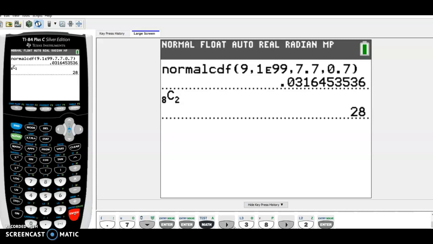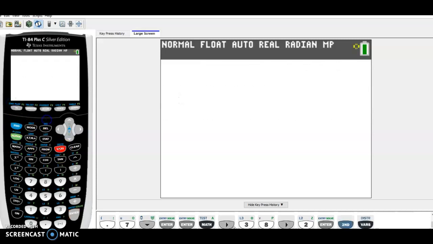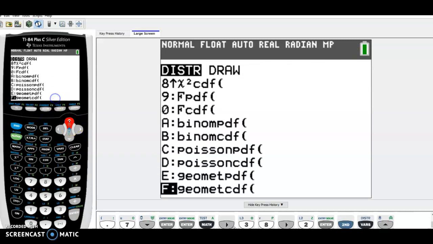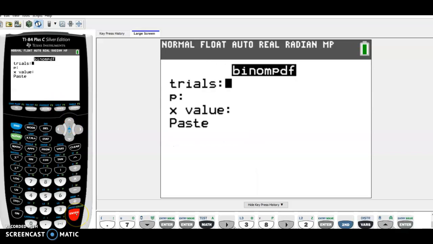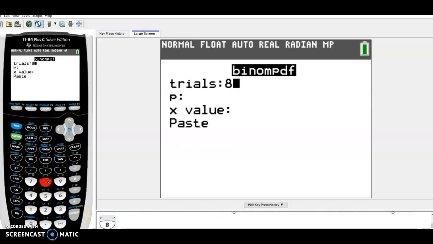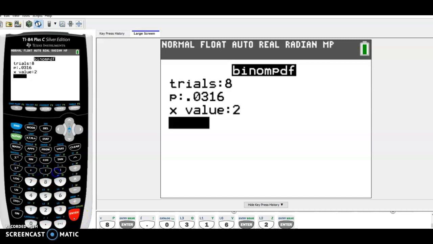So that's all multiplication. Or we could go to second distribution, and all the way towards the bottom we have binomial PDF and CDF. So P is for a particular point, which is what we're trying to find here. So we had 8 trials. We had a probability of about 0.0316 from the previous part, and we're trying to find exactly 2 of them.